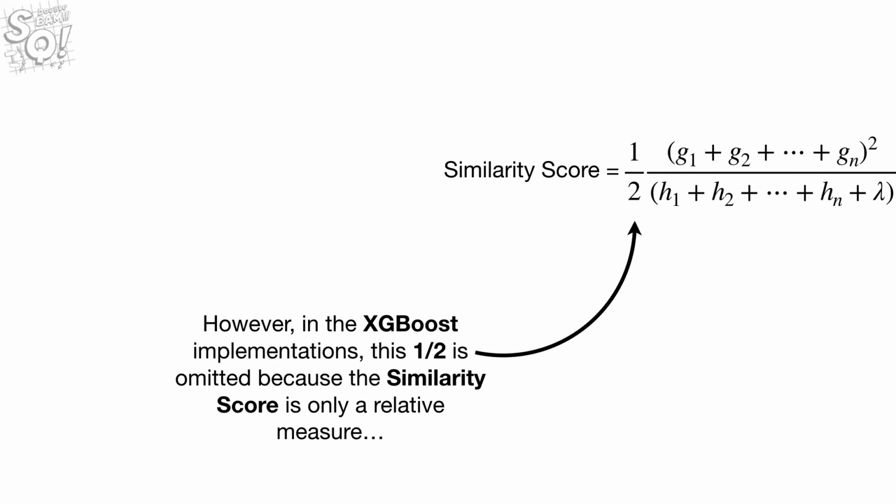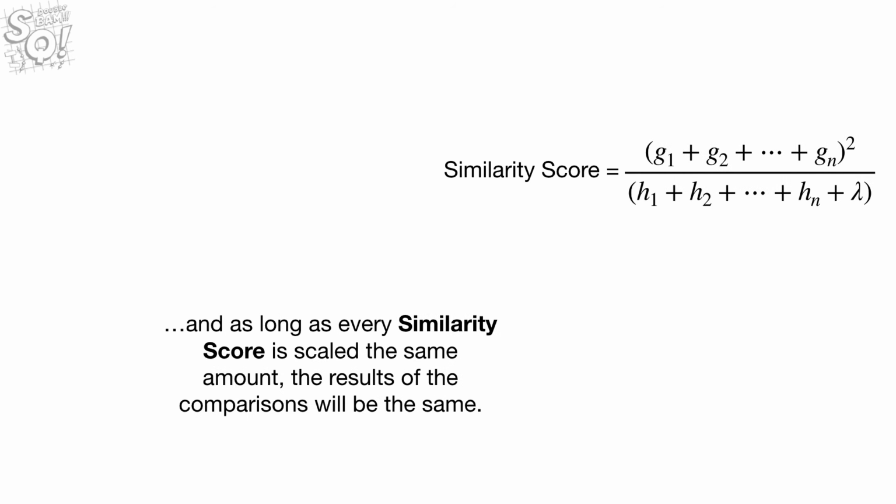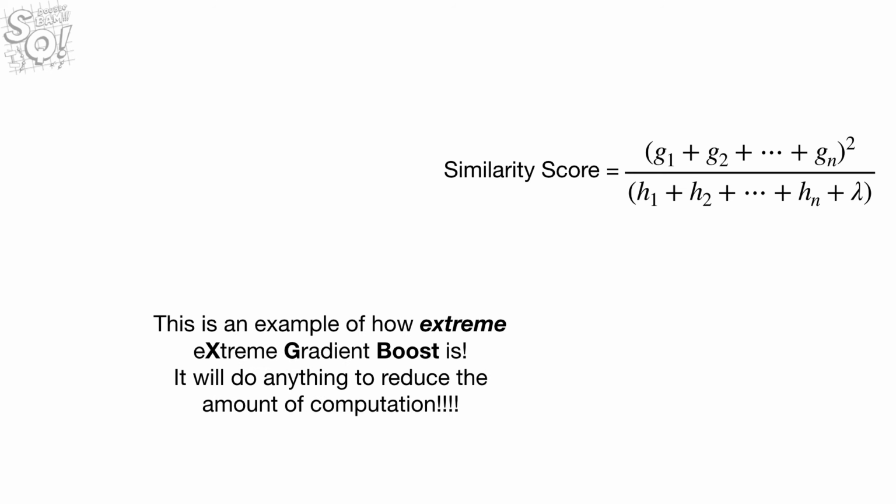However, in the XGBoost implementations, this 1/2 is omitted because the similarity score is only a relative measure. And as long as every similarity score is scaled the same amount, the results of the comparisons will be the same. This is an example of how extreme gradient boost is. It will do anything to reduce the amount of computation.